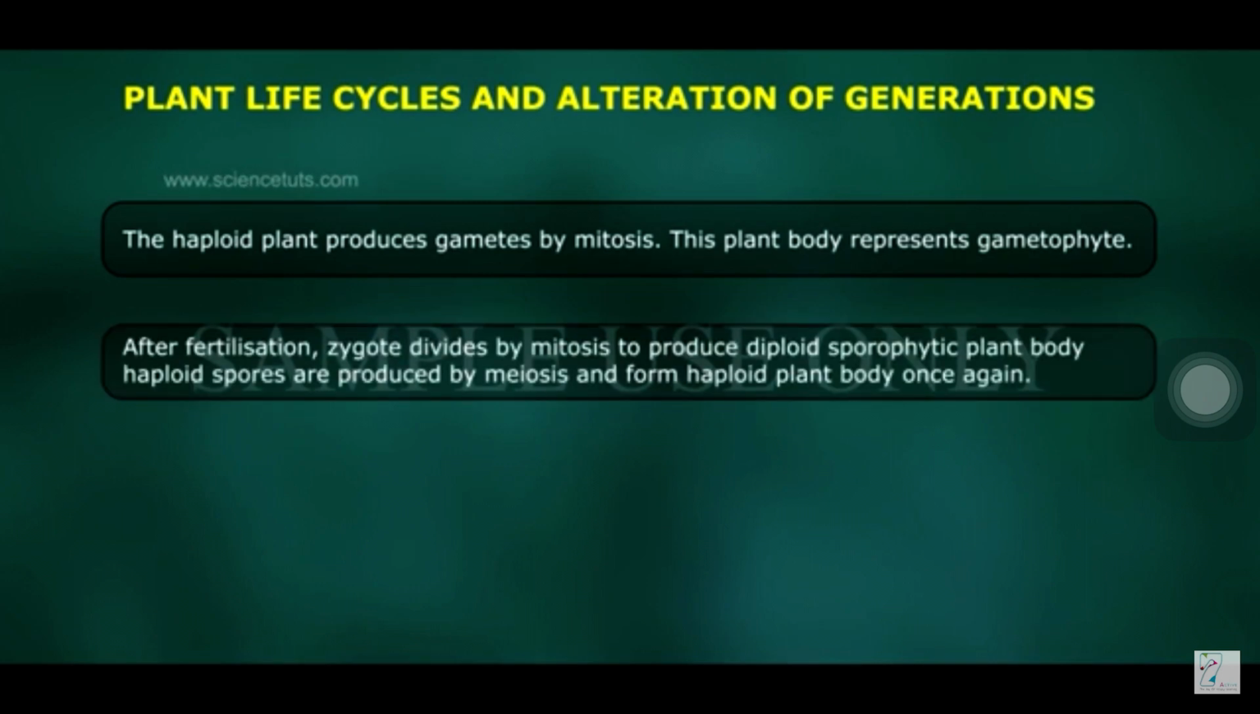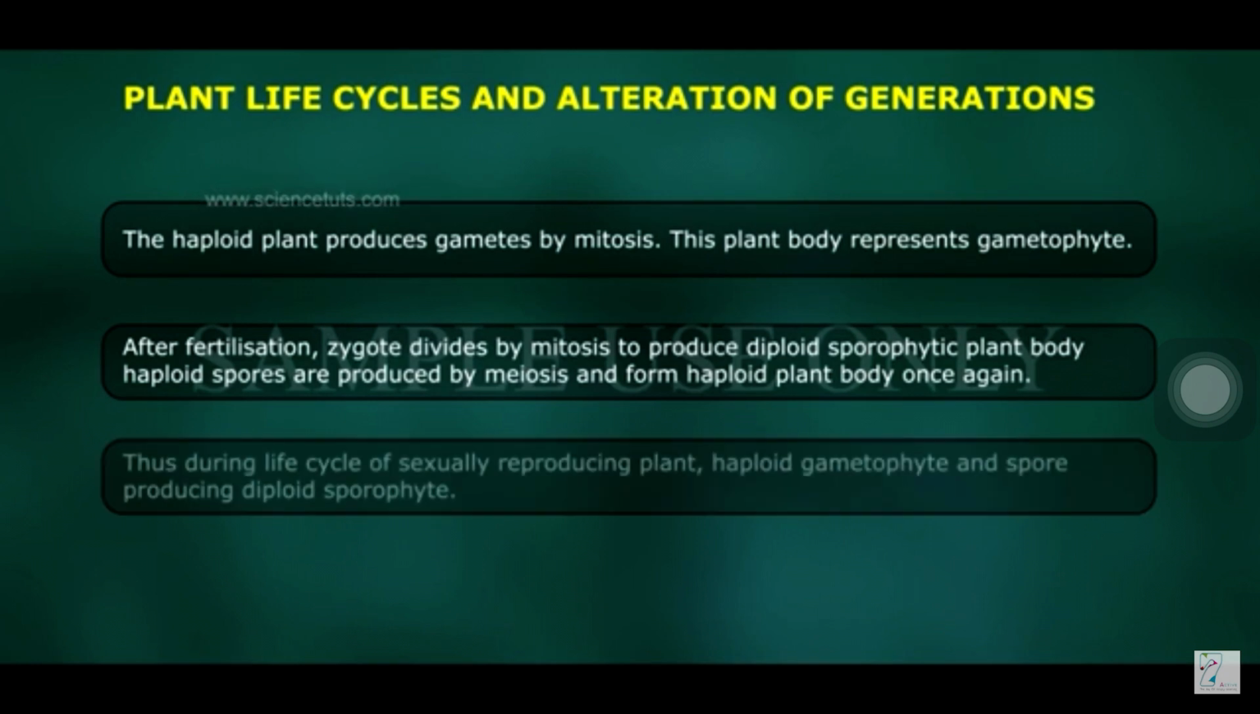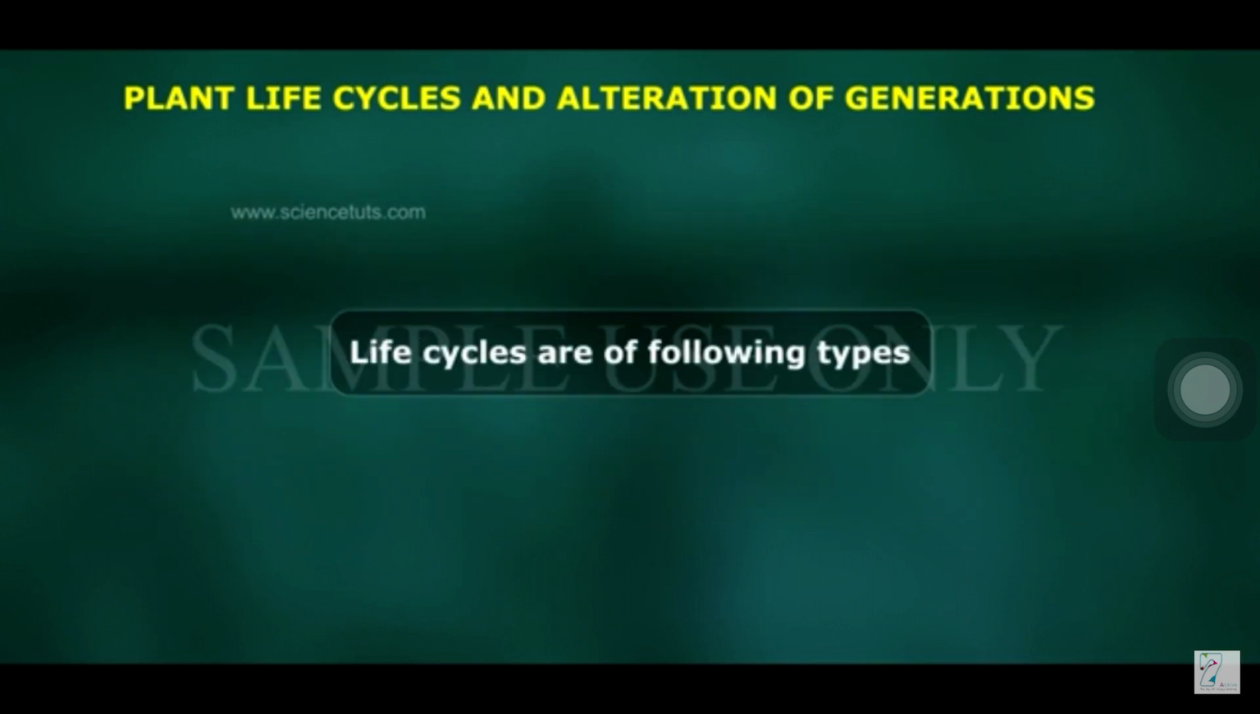After fertilization, the zygote divides by mitosis to produce a diploid sporophytic plant body. Spores are produced by meiosis and form the haploid plant body once again. Thus, during the life cycle of a sexually reproducing plant, there is a haploid gametophyte and a spore-producing diploid sporophyte. Life cycles are of the following types.